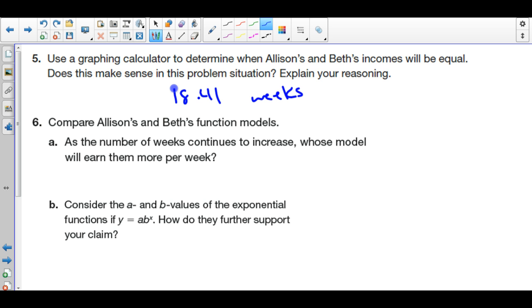And it does make sense because, considering the rates that they're growing, one will surpass the other one of these.